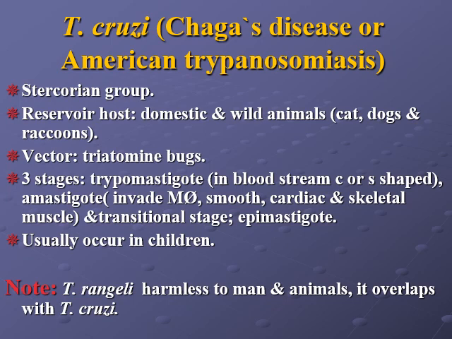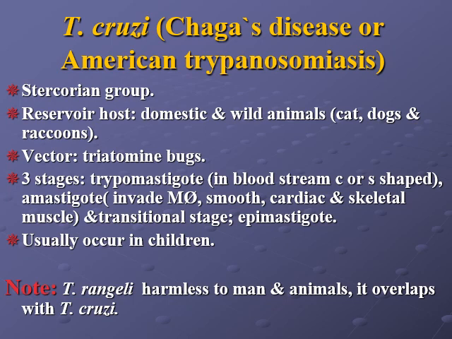We call it the Stercorarian group because the parasites live in the hind gut of the vector and are excreted with the fecal material of the insect. The reservoir hosts are domestic and wild animals like cats, dogs, and raccoons. The vector is the triatomine bug. The parasite has three stages: trypomastigote, C-shaped; the amastigote stage, which is intracellular and invades macrophages, smooth, cardiac and skeletal muscle; and the transitional stage, the epimastigote. Usually this disease occurs in children.